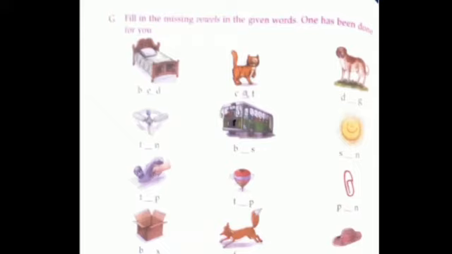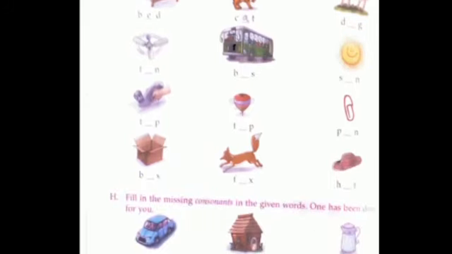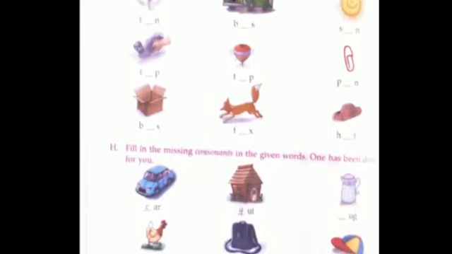Understood? The next picture is a dog. D dash G. That means you have to write O in the middle of D and G. Similarly, you have to do all the blanks. Now move on to next.